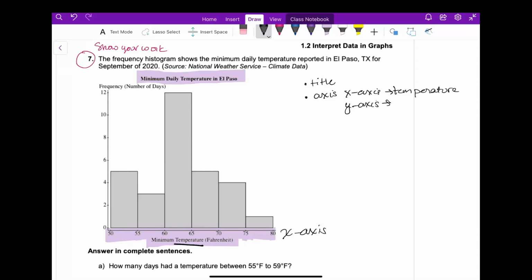Y-axis, frequency. The number of days. How many days, right? How many days this temperature occurred? Is there a key? Not in this case, because it's a histogram, so this one doesn't have a key. But what we do have is the ability to make a sentence. Okay, so let's make a sentence.